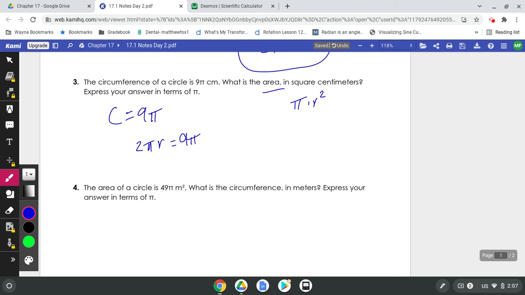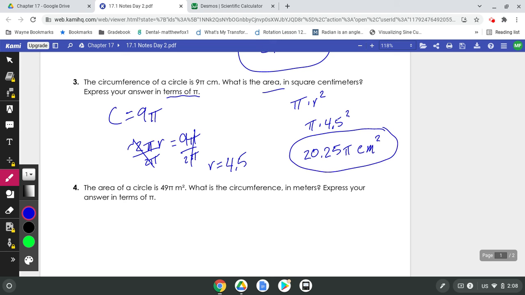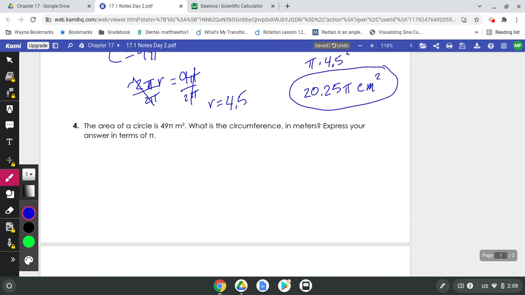So we'll set 2 pi r equal to 9 pi. We got to get r by itself, so divide by 2 pi. The pi's will cancel, and we're left with 9 divided by 2, which is 4.5. Now right here it says in terms of pi. So we do pi times 4.5 to the second. 4.5 to the second is 20.25. And we're going to leave the pi, so it's 20.25 pi centimeters squared because it's area. There's our answer.